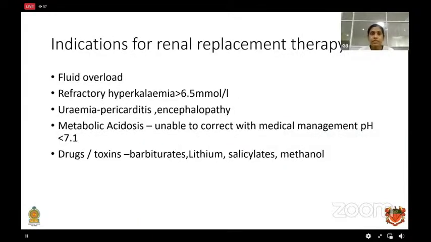So a few indications for renal replacement therapy. Obviously, if there's a fluid overload, difficult to correct. And refractory hyperkalemia, which means you tried with medical treatment, it is not correcting. So then it is an indicator. And then uremia, especially if they have encephalopathy, pericarditis features. Metabolic acidosis, which is not corrected by medical management.